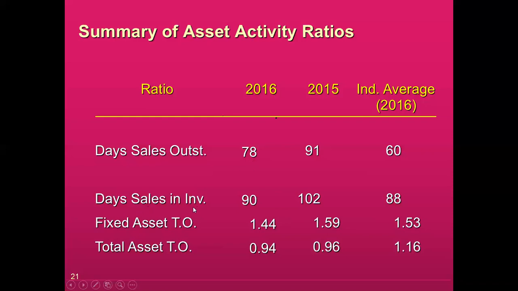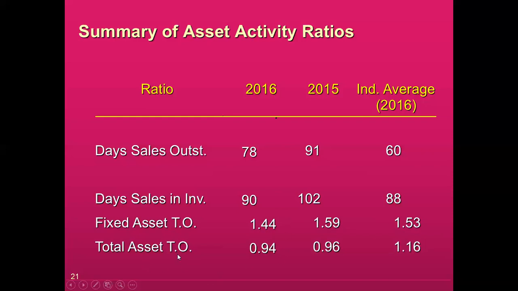Day sales in inventory shows in how many days we are selling our stock. The industry average is 88. In 88 days, on average, the industry is selling its stock. We were taking more time compared to the industry, but now we improved and are taking 90 days to sell our stock. Fixed assets efficiency, industry average is 1.53. If ours is higher than this, it means we are more efficient compared to the industry average. But in the current year, it is declining. It means that our efficiency of utilizing fixed assets compared to the industry is somehow declining.